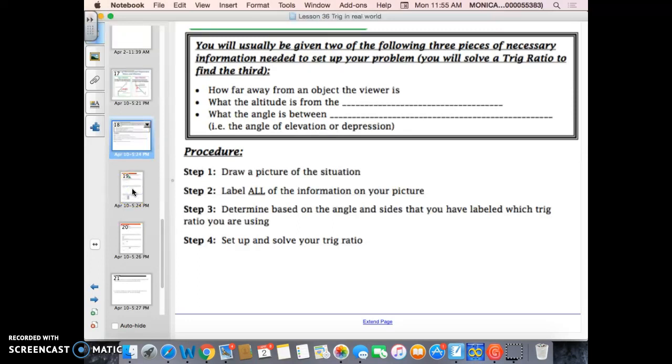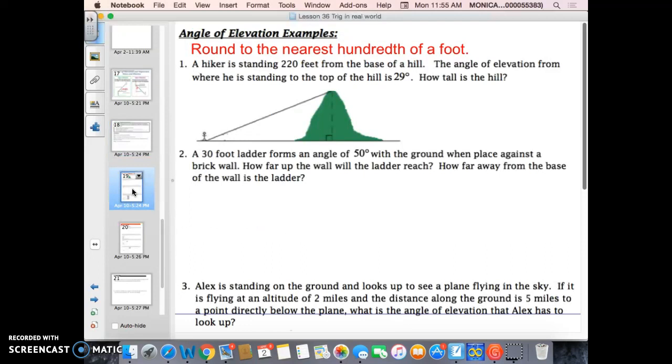So it's going to be very similar to what we did yesterday, or what we did earlier today. But you're going to see the words angle of elevation in the problem, so I wanted you to be clear on how to set this up. So a hiker is standing 220 feet from the base of the hill, so I'm going to label this 220 feet. The angle of elevation from where he is standing to the top of the hill, right here, is 29 degrees. How tall is the hill? So that's the altitude, that's what you want to hear.